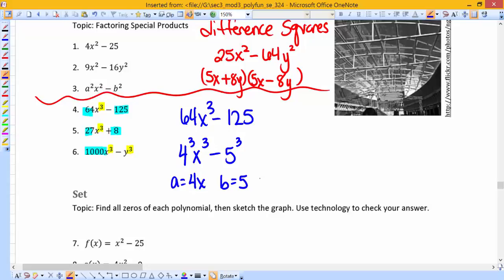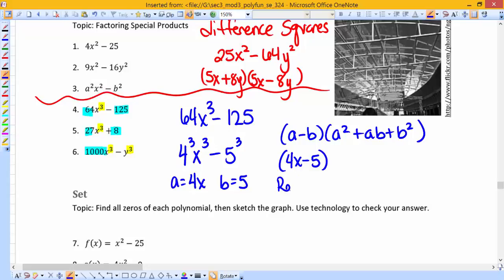Don't worry about the negative. It's just a minus. There's minuses in our formula. So it's a minus b, a squared plus ab plus b squared. I recommend that you write this for every single one of them. Just get in the habit. If I see a sum of cubes, I'm going to write out the sum formula. If I see difference of cubes, I'm going to write out the difference formula. So a is 4x. B is 5. So the first one is 4x minus 5.